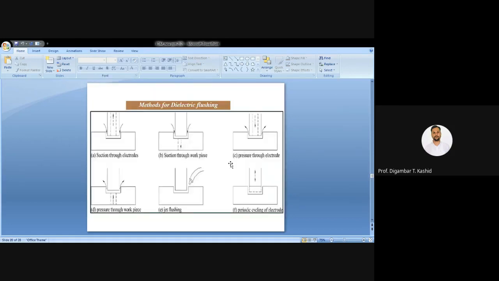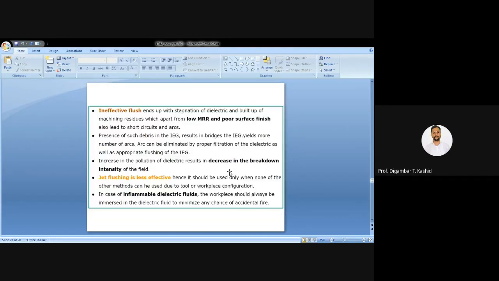So I request all of you, please draw this diagram. And if the flushing is ineffective, that causes a low material removal rate and poor surface finish.